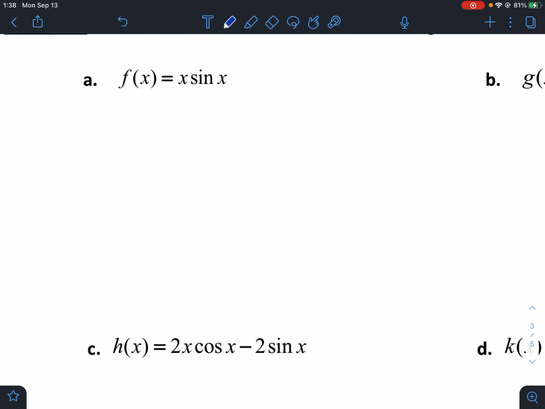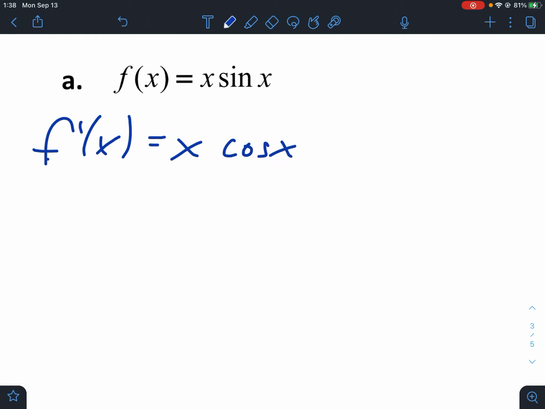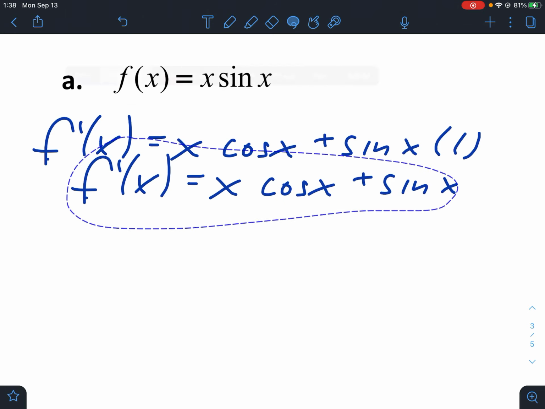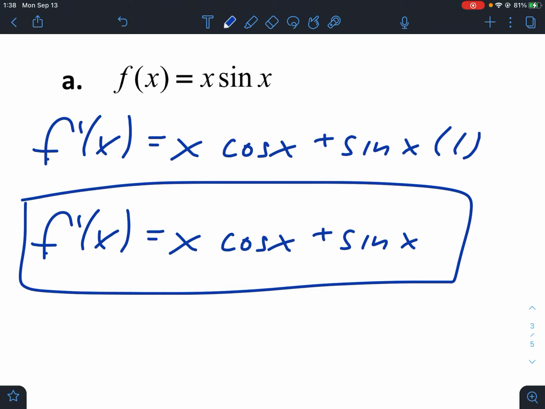Let's take a look at A. We have x times sine of x. So our derivative is going to be the first function times the derivative of the second function plus the second function times the derivative of the first function. Since we don't need to really write that 1, our final answer could be just like that.